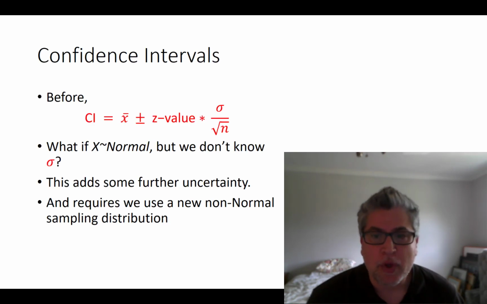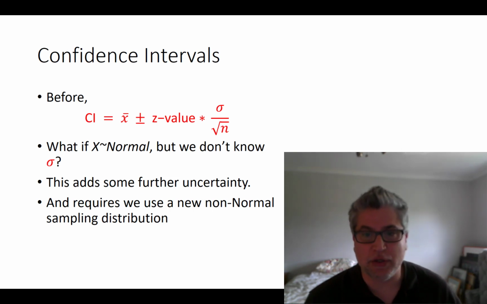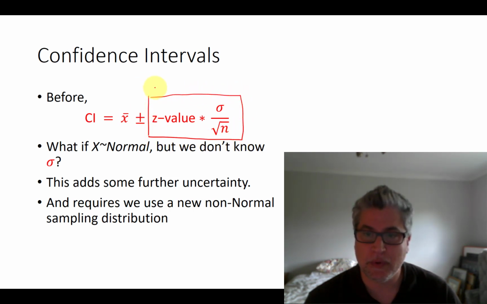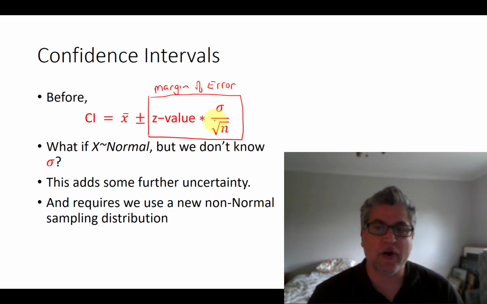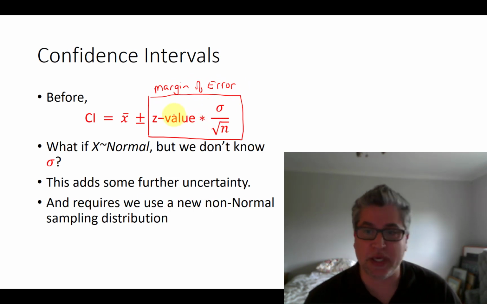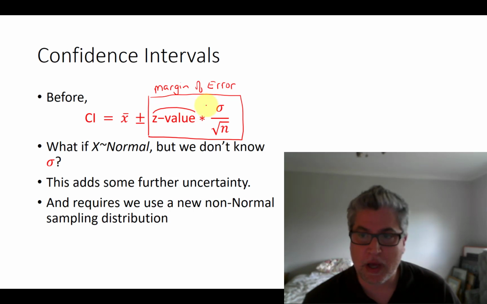So before, this is how we calculated a confidence interval for the mean. We constructed a bound around x bar. So we added and subtracted a margin of error. And this whole thing is what we called the margin of error. Now the margin of error really consists of two things. It is a certain number of standard errors.